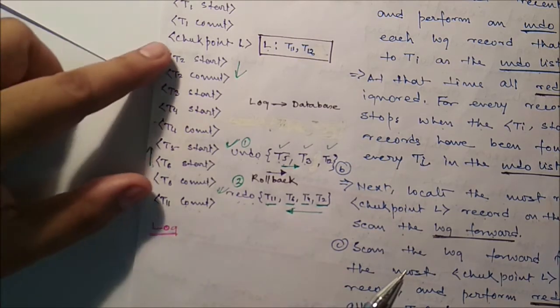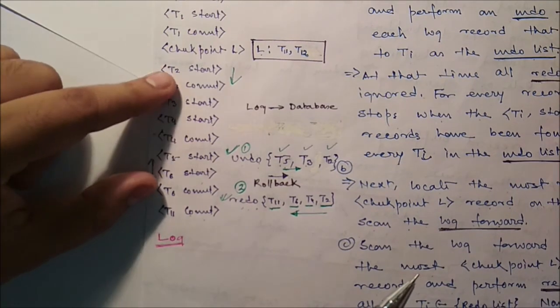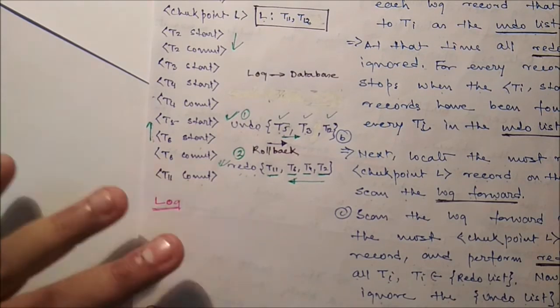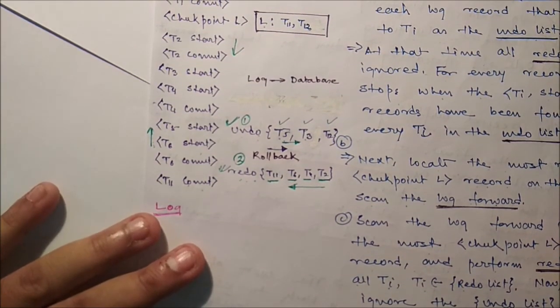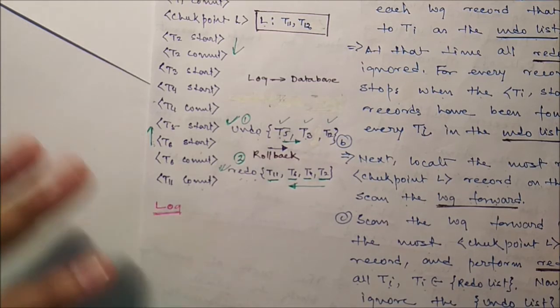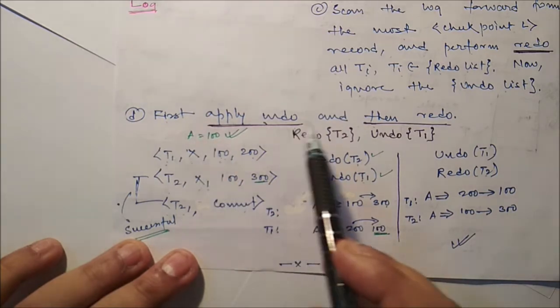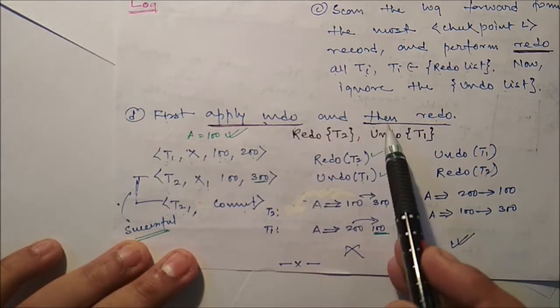Now we can see just after the checkpoint, T2 starts. So in this way, we can use undo and redo for recovery purposes. Both undo and redo are there, so first of all we have to apply undo, then we can apply redo. First apply undo, then apply redo.